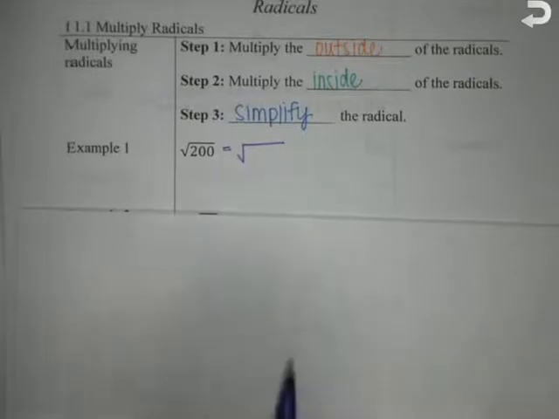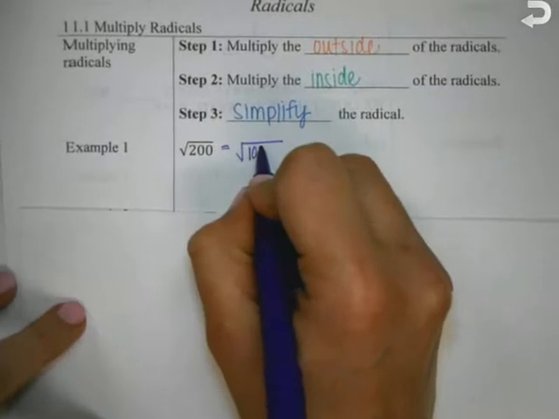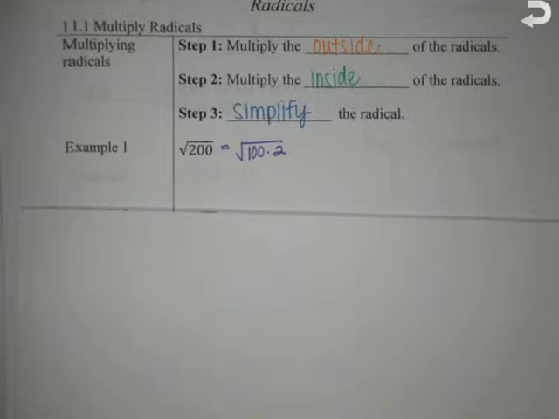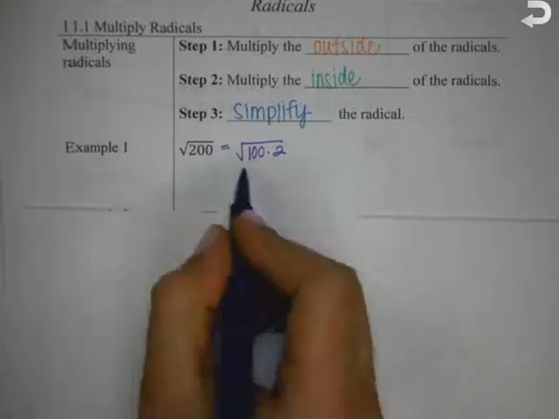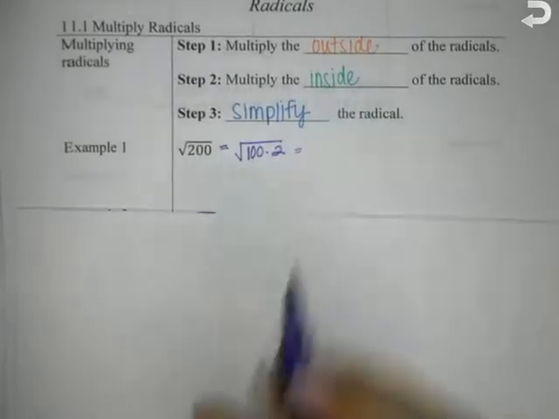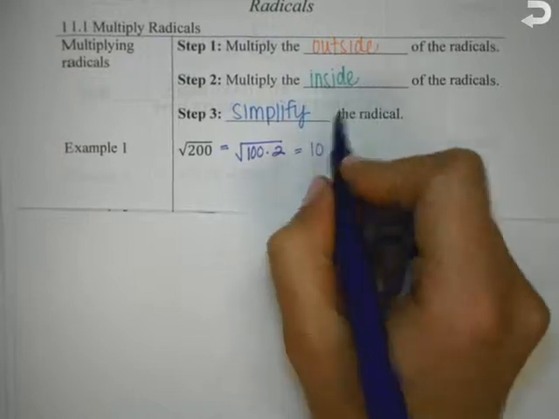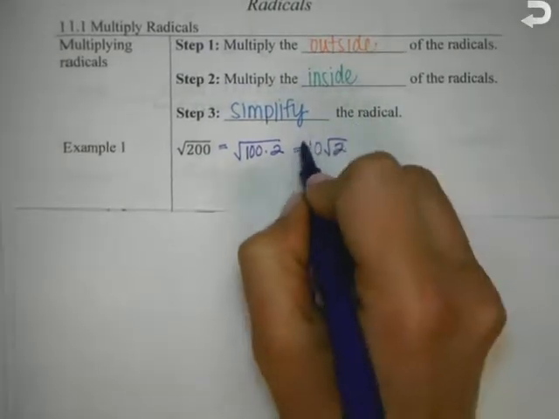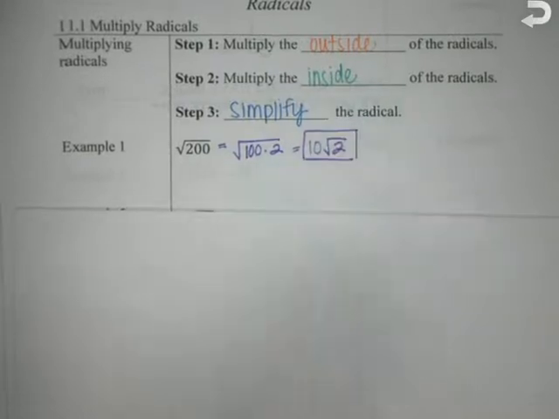Somebody was right with 100. 100 times 2. The other ways, 4 and 50 and 25 and 8, do work, but you'd have to simplify it even more later. So 100, what's the square root of 100? 10. So this is the same as 10 root. What's left inside? 2. That's the answer. That's all we have to do.